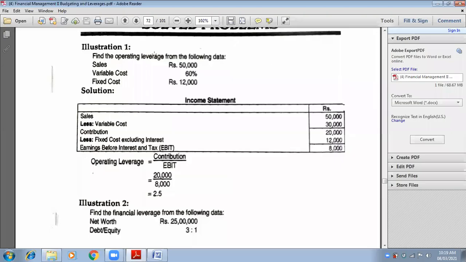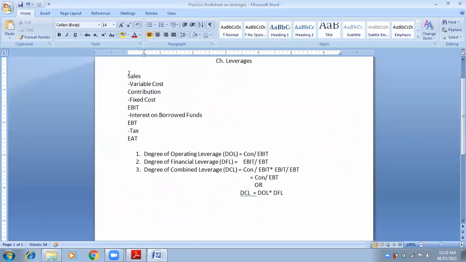Okay, now let us quickly start with the practical questions of leverage. Look at this question number 1. Find out the operating leverage from the following data. Sales is given 50,000, variable cost is 60 percentage, and fixed cost is 12,000. So how will you calculate?